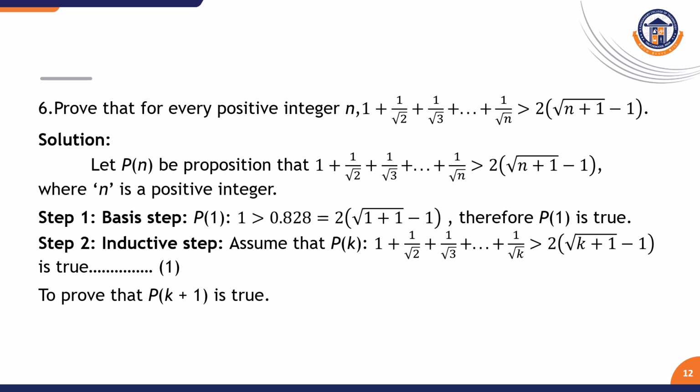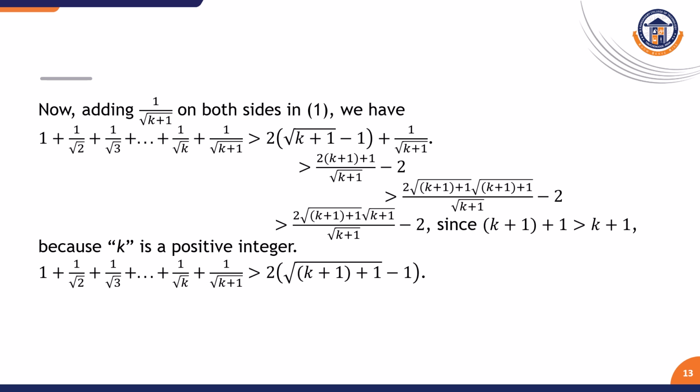In step 2, we consider P of k is true. So here we put n equal to k. The assumption is over. So using this assumption, we are going to prove P of k plus 1 is true. To get the result, we add 1 by root of k plus 1. Why are we going to add 1 by root of k plus 1? Because the last term of the previous step is 1 by root k. So we add 1 by root of k plus 1 on both sides.